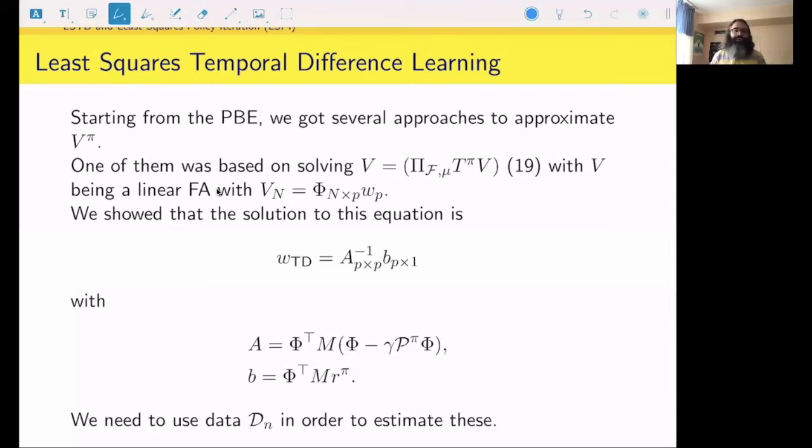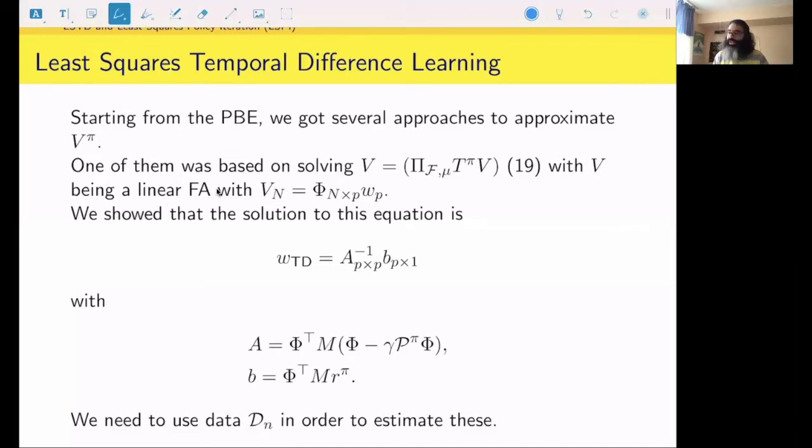and defining an iterative procedure. So now I'm going to talk about the direct solution of it and get a method that is called least squares temporal difference learning. I mean, we had it before. I just want to have the empirical version of it.